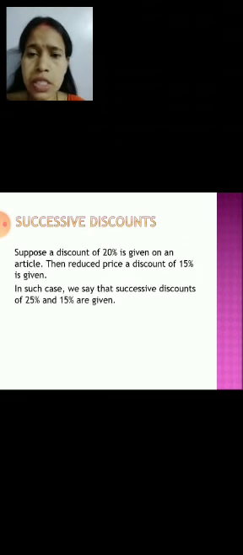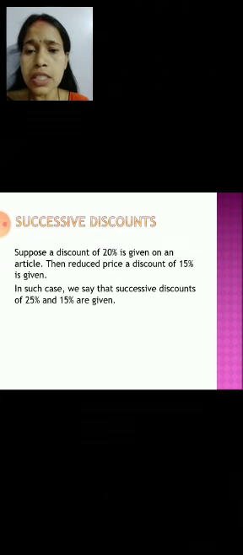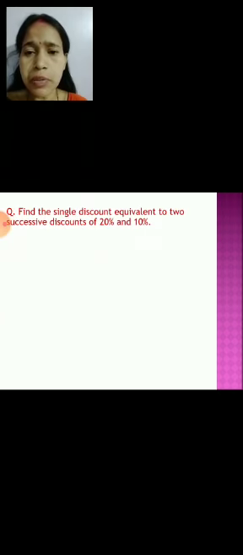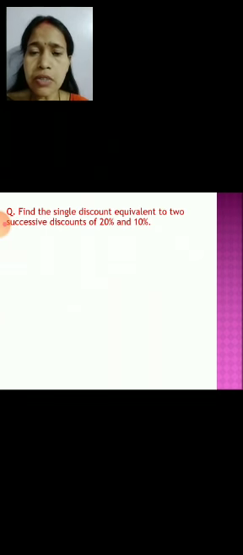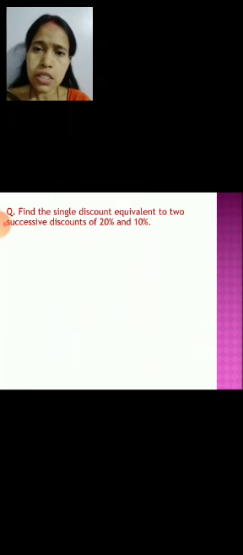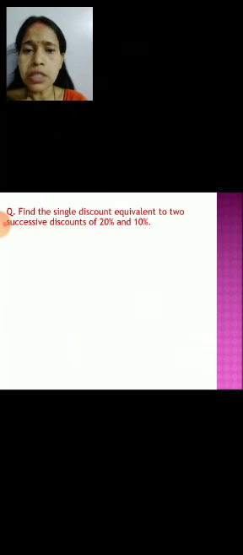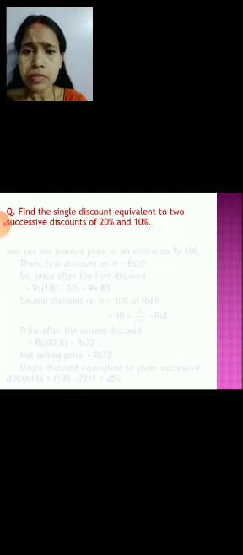Now successive discount. Suppose a discount of 20% is given on an article and then on the reduced price, a discount of 15% is given. In such a case, we say successive discount of 20% and 15%. Now here I have taken one question on successive discount. Find the single discount equivalent to two successive discounts of 20% and 10%. We are going to convert into a single discount.